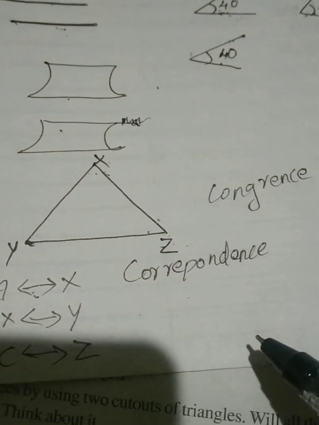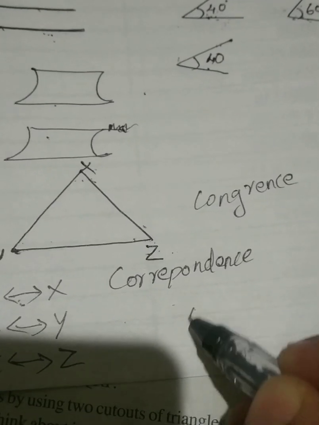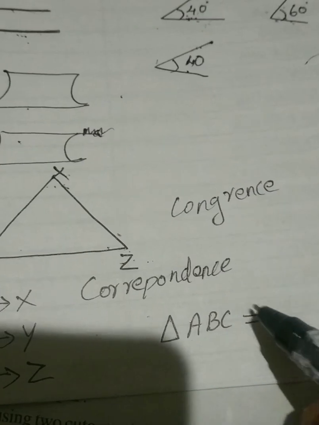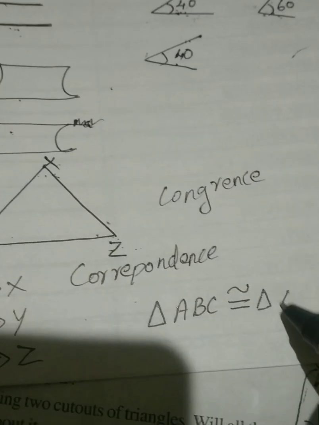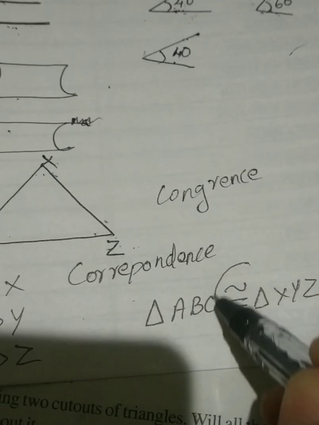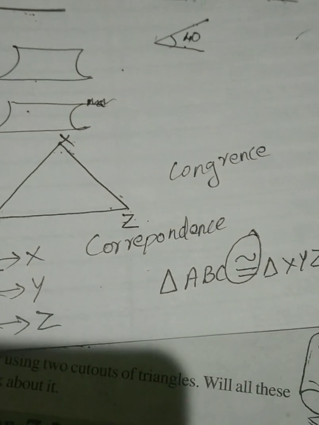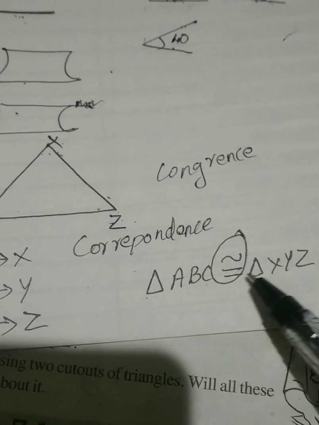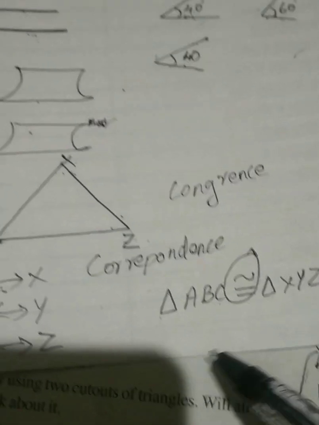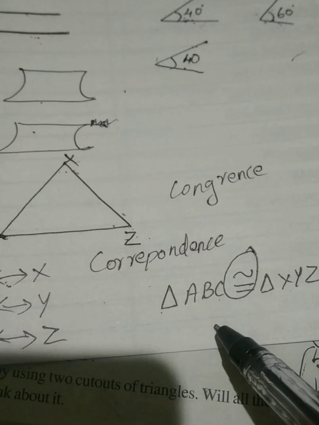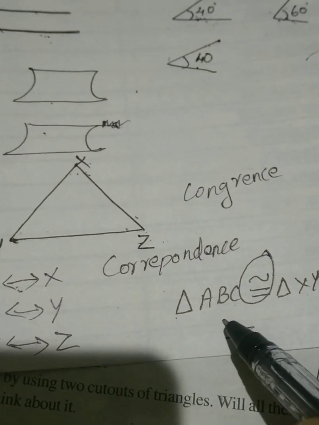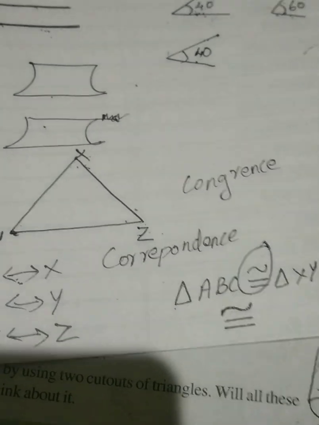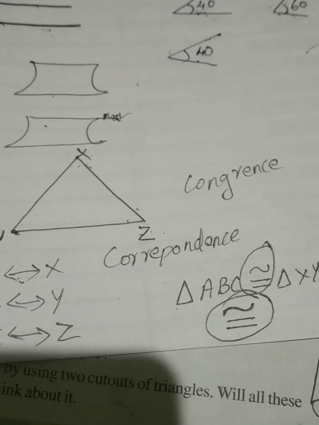Now we can say triangle ABC is congruent to triangle XYZ. This is the symbol of congruent. How can we write congruent? This way: an equal to sign with this symbol. This is the symbol of our congruency.